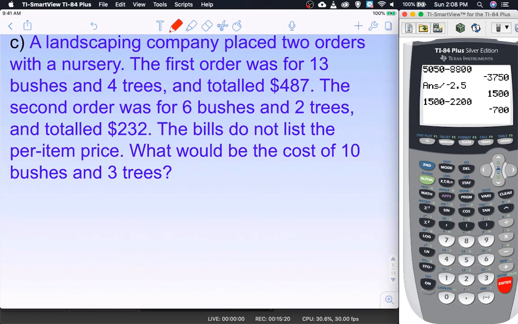So that's what I want you to do here in letter C. I want you to pause the video and I want you to set up your system of equations first. Stop after you have your equations made, and then hit play and we'll go through it together, and then you can continue and pause the video and solve some more on your own. Okay? So pause the video, set up the system of equations, and then hit play.